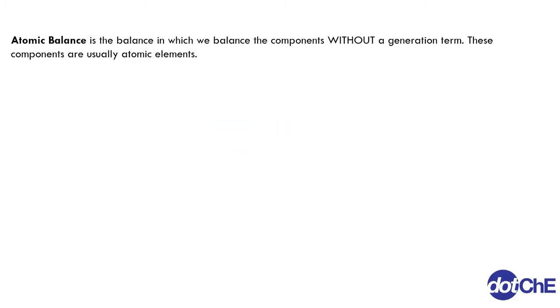So an atomic balance is the balance in which we balance the components without a generation term. These components are usually atomic elements like hydrogen instead of hydrochloric acid, or carbon instead of carbon dioxide. So our balance now could be written as out is equal to in. The main challenge for atomic balance is finding out which parts to balance in.